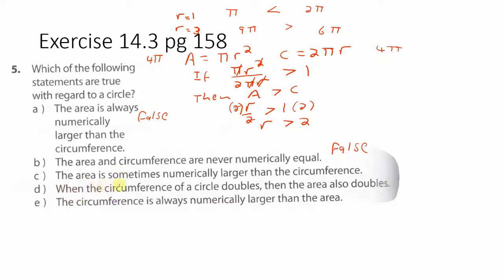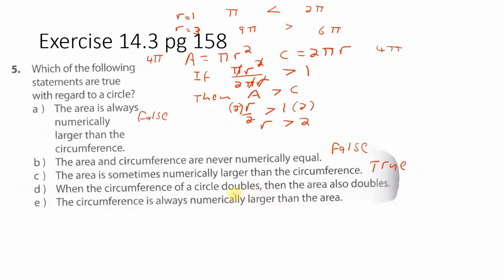Number C. The area is sometimes numerically larger than the circumference. Well, we already have shown that if the radius is bigger than 2, the area will in fact be numerically larger than the circumference. So that statement is true. It is sometimes the case. Number D. When the circumference of a circle doubles, then the area also doubles.